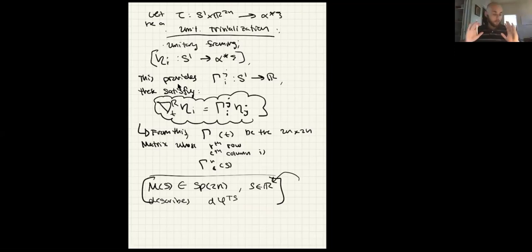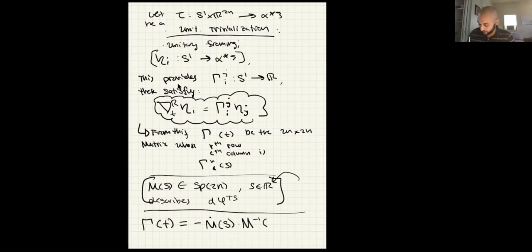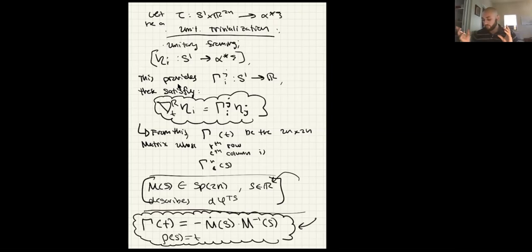But the cool thing is that you can write the following matrix equation. You can write gamma of t equals negative the derivative of your family of matrices M, I'll explain what I mean here, inverse of S, where rho of S is t. I'm going to explain what this is down here. Essentially, this is giving you a way to describe the symplectic connection. It's Christoffel symbols, essentially. If you know the Christoffel symbols, you know the connection. This is saying, if you know what the linearized Reeb flow looks like, you have that matrix in your trivialization, then you have your Christoffel symbols, and the connection isn't so scary to deal with.